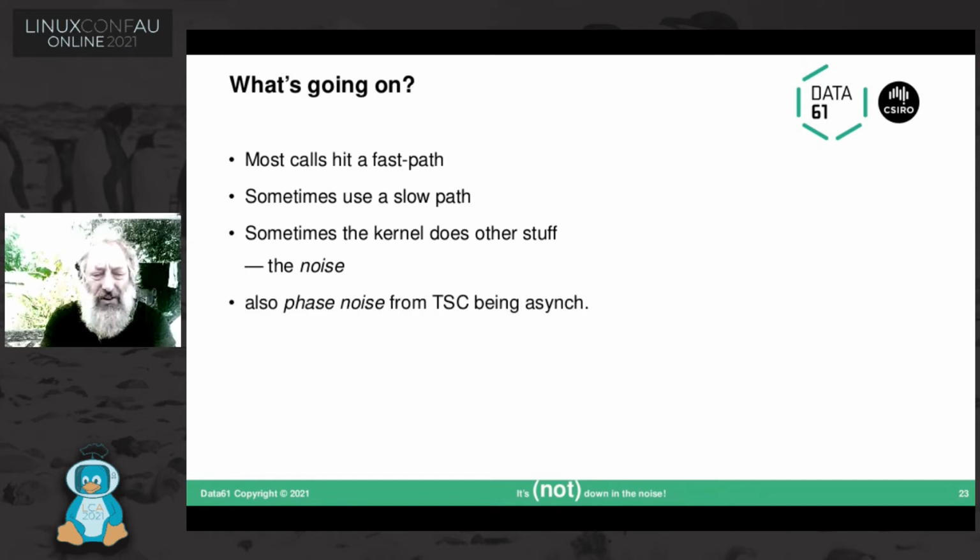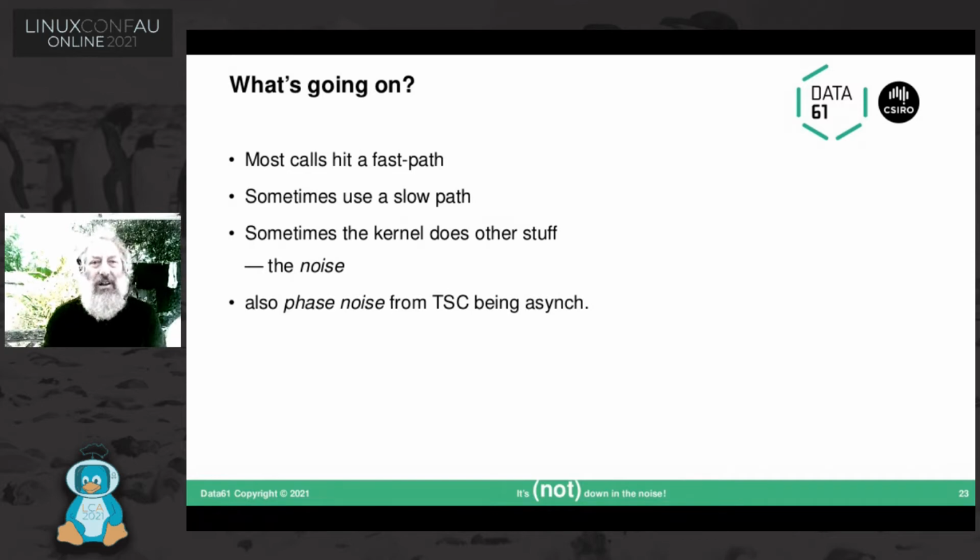There's also a bit of phase noise because I measured this using the TSC, and on a modern Intel processor, the timestamp counter runs asynchronously to the CPU clock. So you get a bit of phase noise and off by 1, and that's why the minimum is not equal to the mode. It should be.